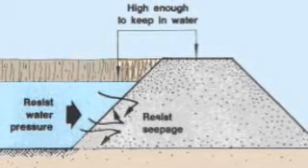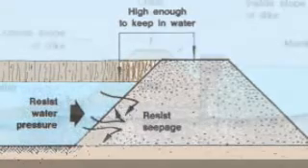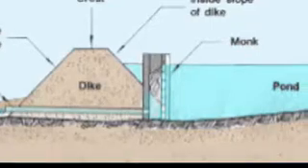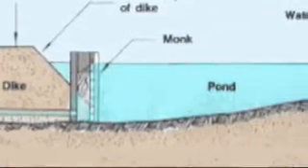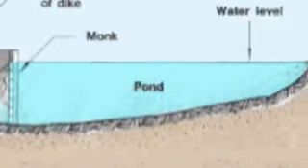A 2% land slope means 2 centimeters drop in elevation for every meter of horizontal distance. If the slope is sufficient, you can fill and drain by using gravity. However, you should take care to prevent erosion of the pond dikes.